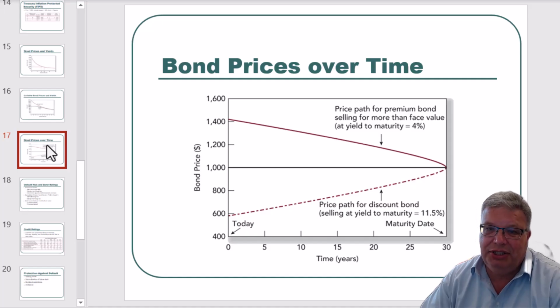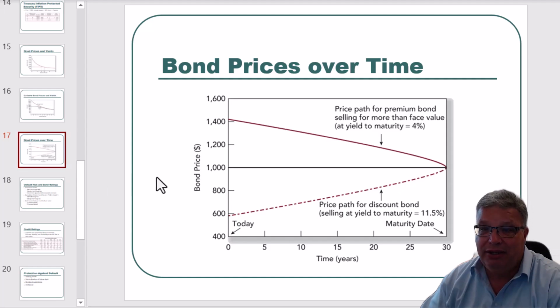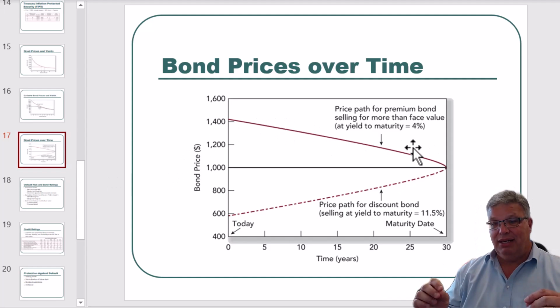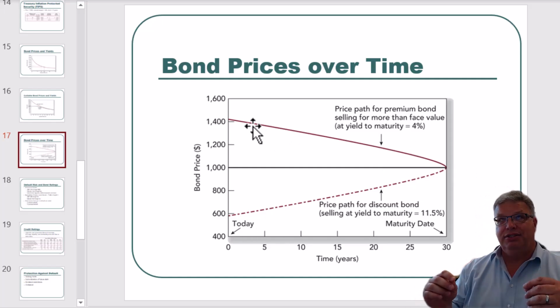This basically shows the glide path when you have a premium bond on top. That's the solid red line. And a discount bond on the bottom. That's the dashed red line. So remember, a premium bond is a bond whose price is greater than $1,000.